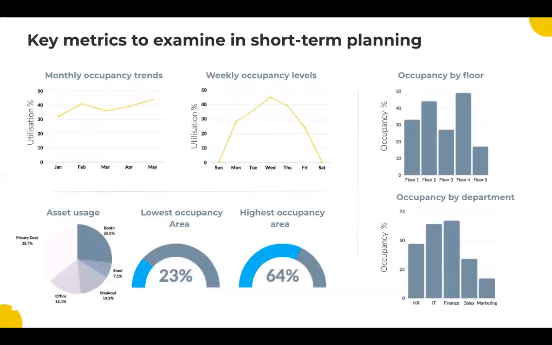But then if you want to go short-term, and you think that if you're locked into a lease, but you might be able to release a floor, for example, that's when you can start looking at more short-term metrics, like monthly or weekly trends in occupancy, seeing what's happening between Monday and Friday. Do you have a busy midweek period and then drop off on Mondays and Fridays? And do you see that it's going up over time or dropping?